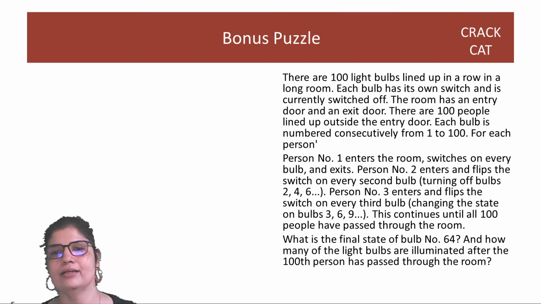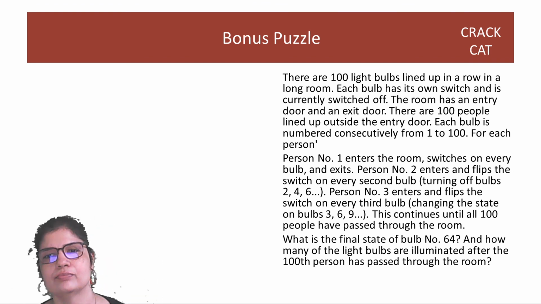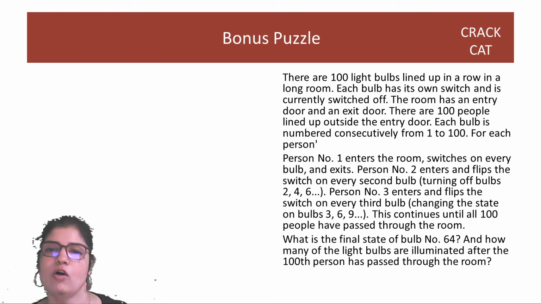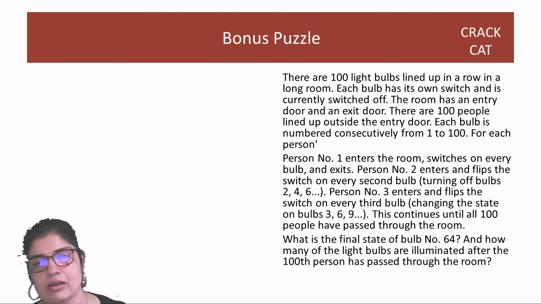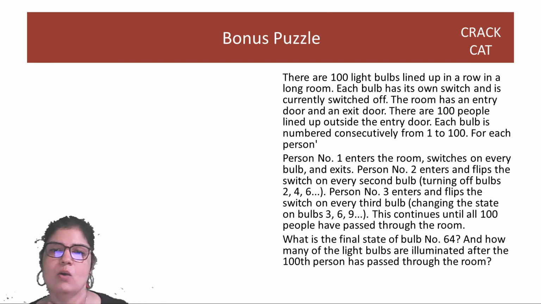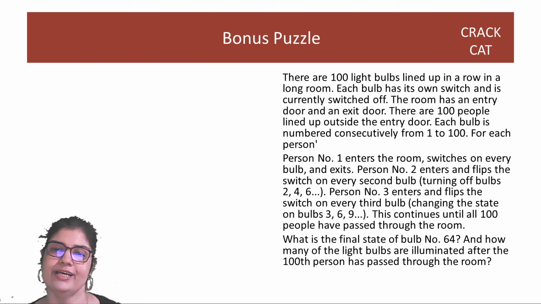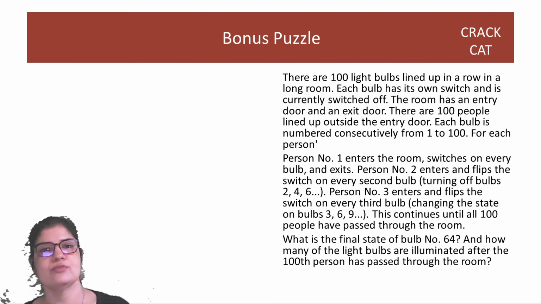Person number 2 enters and flips the switch on every second bulb. So whenever you flip the switch, what is on becomes off. And person 3 again does the same. This continues till all persons have passed the room. What is the final state of bulb number 64? You have to find out. And how many light bulbs are illuminated after the 100th person has passed through the room.